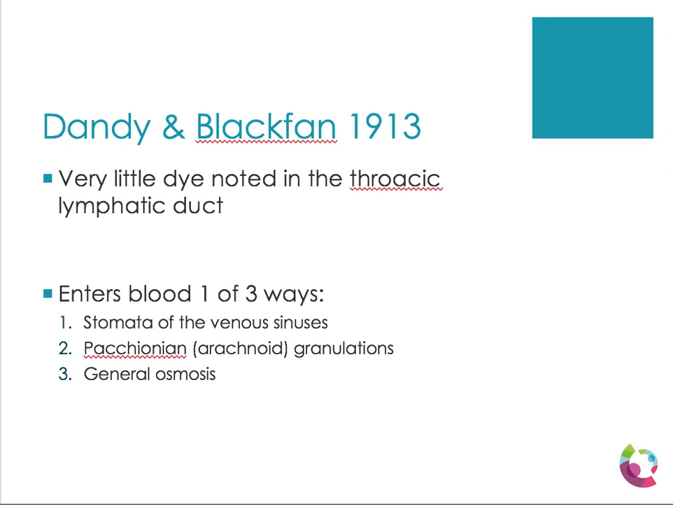He noted at that time very little dye in the thoracic lymphatic duct and also concluded that it must not be going through the normal lymphatic channels. So the primary theories at the time were that there were 3 ways in which CSF could enter the venous sinuses: either through stoma, through arachnoid granulations or arachnoid villi, or through some kind of general osmosis.